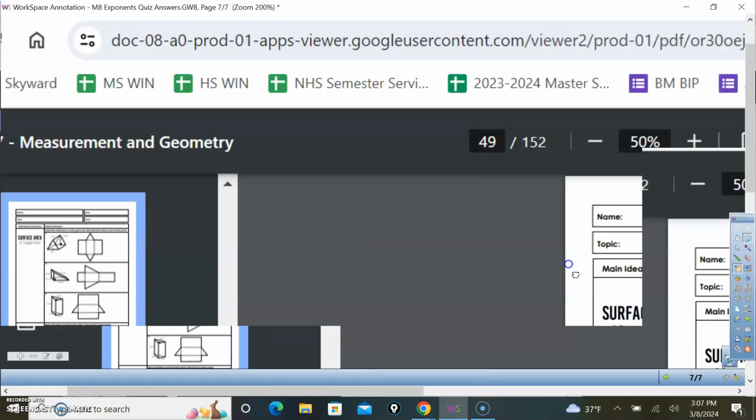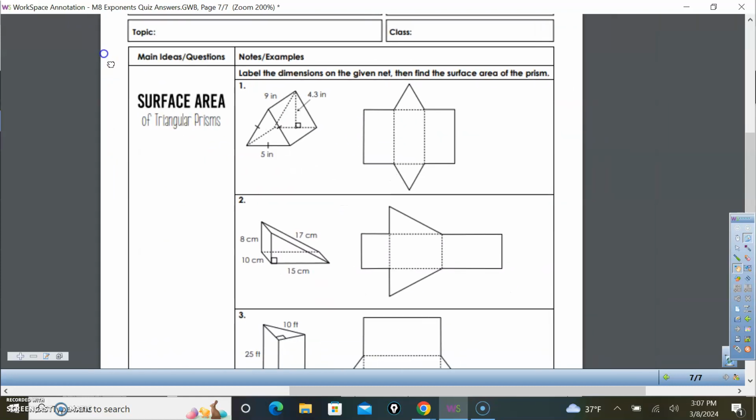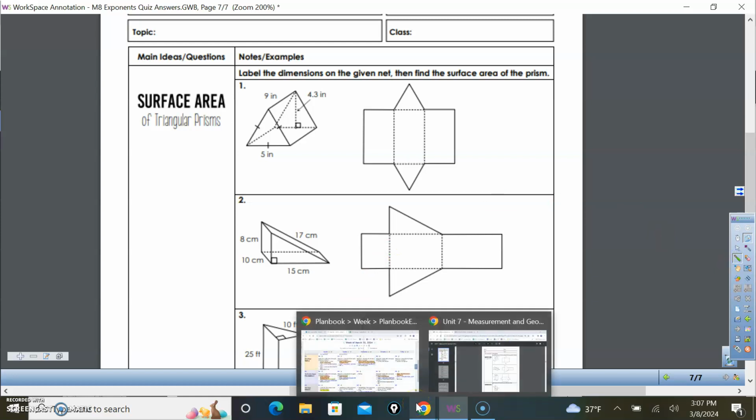All right, we are going to get started talking about surface area of triangular prisms today. Yesterday, or the previous lesson, we were working with rectangular prisms and cubes. And today we're still going to be working with prisms, meaning that they will have a flat front and a flat back, but we will also be looking at triangular shapes instead.